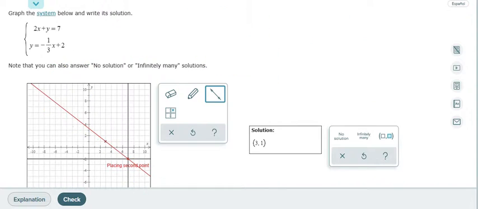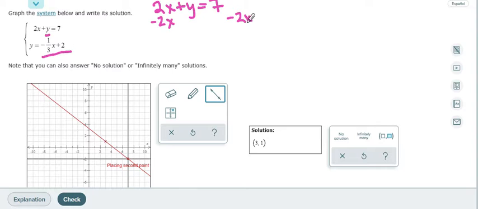Let me clear this out. So what I like to do is solve these two together. So I can just say y equals this, and then I want to get this y by itself. So 2x plus y equals 7. And then I just want to isolate the y, so I just subtract 2x off of both sides.